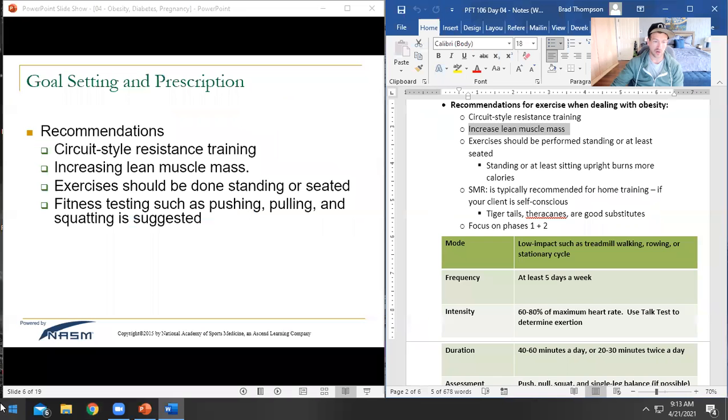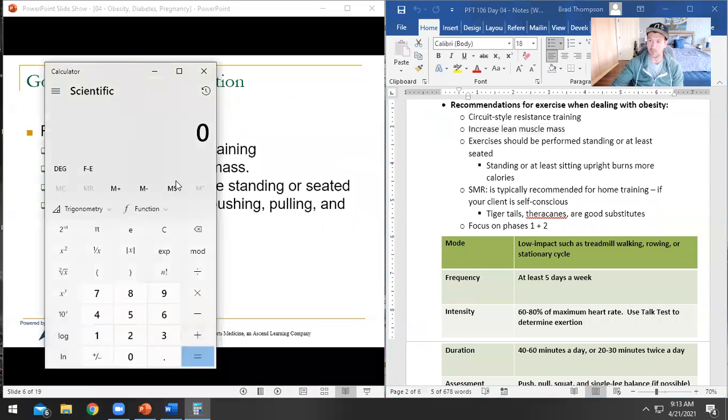Now, we know there are 3,500 calories in a pound of fat. Let's say somebody lost a little bit of body weight and gained a little bit of lean mass. We increased their lean mass just enough to have them burn an extra 50 calories a day. That's it, 50 calories, right? 50 calories every day over the course of a 7-day week. That's an additional 350 calories every single week.